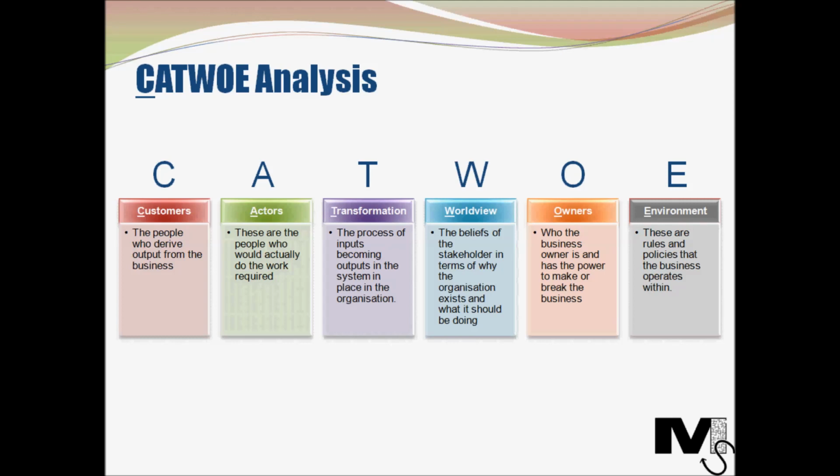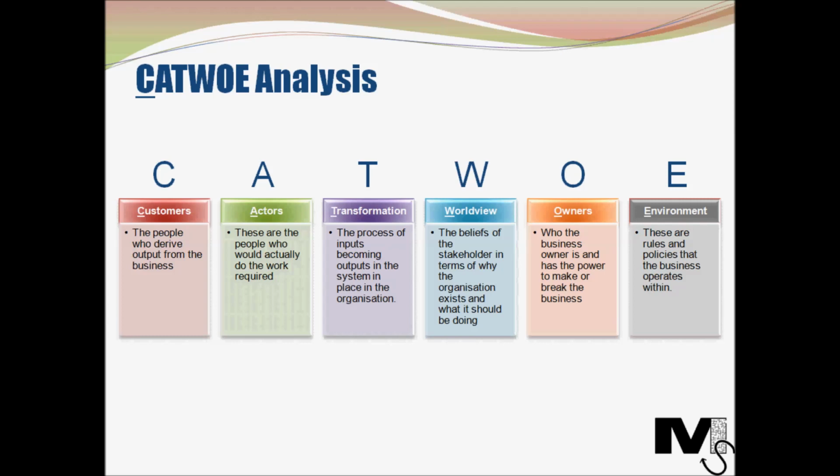C stands for customers. These are the people for whom the organization does what it does, or really the people who derive output from the business. A stands for actors. These are people who would actually do the work required for the business or would implement the changes proposed, if this is for a change management exercise.